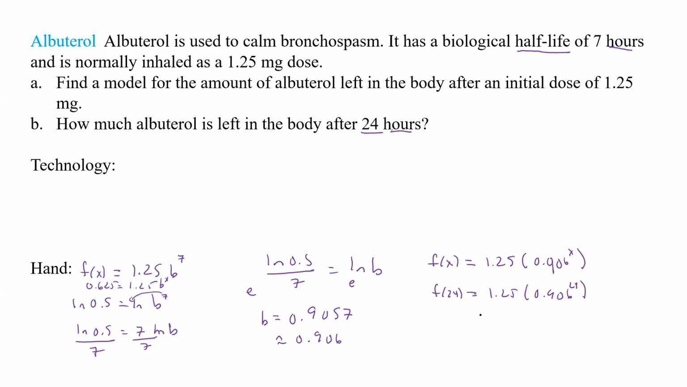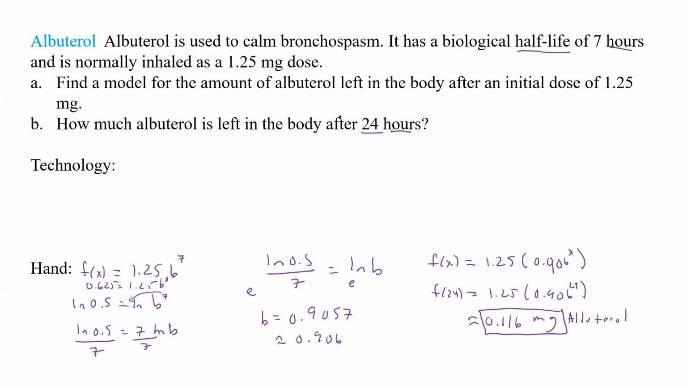Okay. So if I raise that to the 24 and then multiply by 1.25, that's going to give me roughly 0.116. And what do we have for units? Milligrams. Okay, so that's how much is left of the albuterol. So that's how many milligrams of albuterol after that 24-hour period.